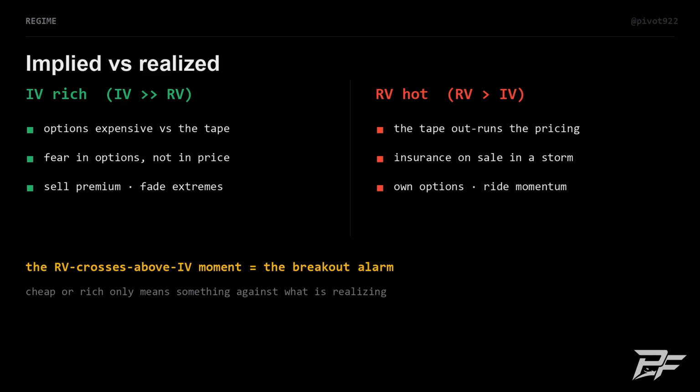and it's a warning if you're buying options. You're overpaying for protection. When realized rises above implied, the tape is moving more than options price. Insurance is underpriced while the storm is already happening. That's a breakout regime. Own options, respect trends, stop selling premium, and the moment realized crosses up through implied is one of the best regime change alarms that exists. The storm arrived and insurance is still on sale.